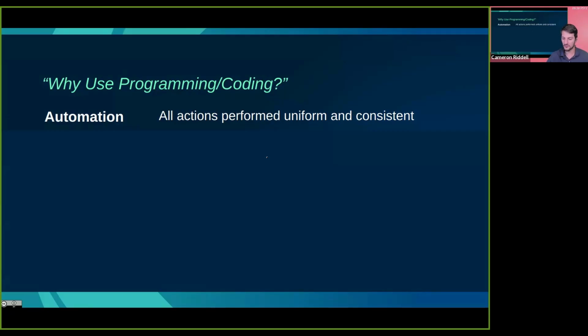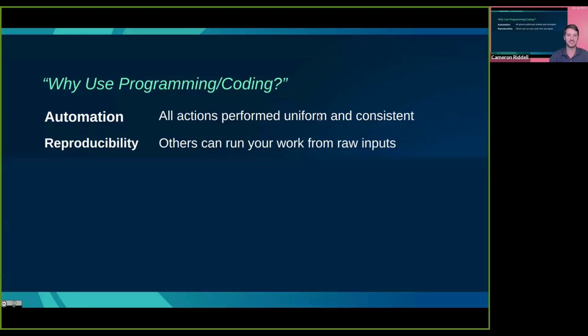And so with automation, if we had a computer or a script that could do all of these, we know that, even if there's a mistake, they are at least performed in a uniform and consistent manner. And that is what programming or coding gives us. It gives us automation with all actions being performed uniformly and consistently. It also gives us reproducibility.